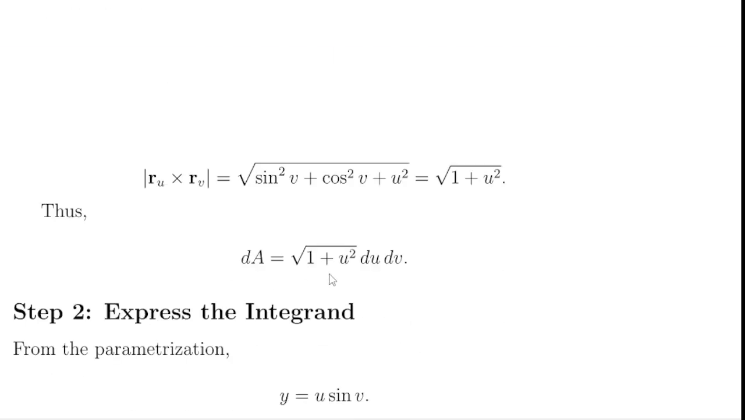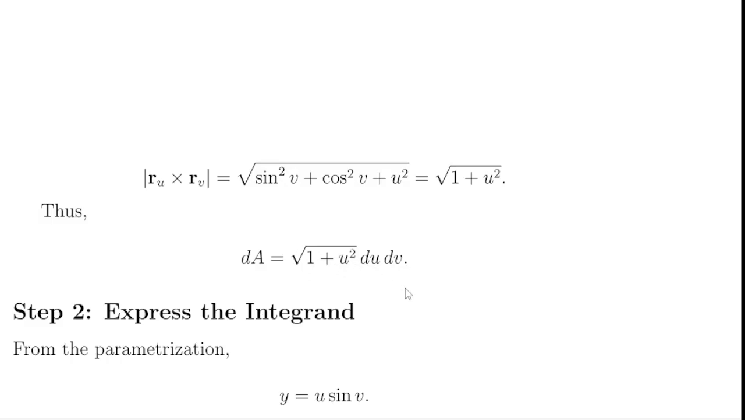Now we need to find the magnitude. So the magnitude will be the square root of each of the components squared, and that's just going to simplify to the square root of 1 plus u squared. So dA then is the square root of 1 plus u squared du dv.